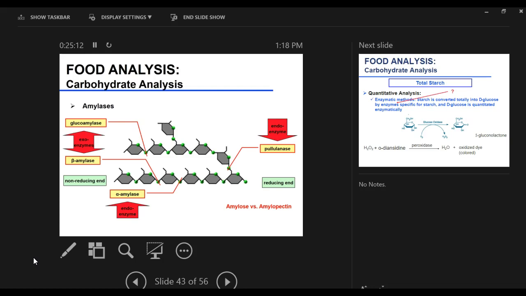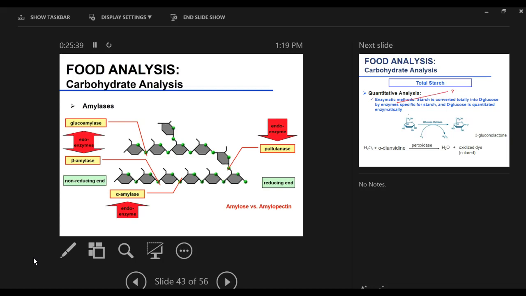The last one here that will come in handy later on when we measure starch gelatinization is beta amylase. Beta amylase cleaves mostly 2 glucose units at a time, so it gives you maltose. 2 glucose units are maltose. Sometimes it might cleave 3, so you might get maltose or triglucose. But this is an exo, so now we have 2 exoenzymes, glucoamylase and beta amylase. We have 2 endoenzymes, alpha amylase and pullulanase.